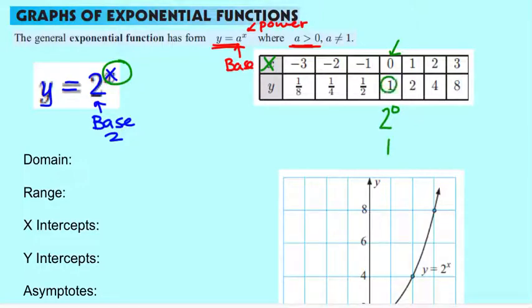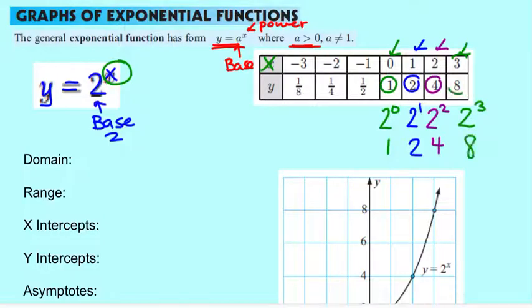So there's my 1. The next one, if my x equals 1, I substitute 1 in for x. 2 to the 1 is 2. So there's my 2. Let x equal 2. So 2 squared, 2 times 2 is 4. So there's my 4. Same thing with 3. 2 to the third is 2 times 2 times 2, which is 8. So I'm just going to erase these numbers here. So there's some ordered pairs.